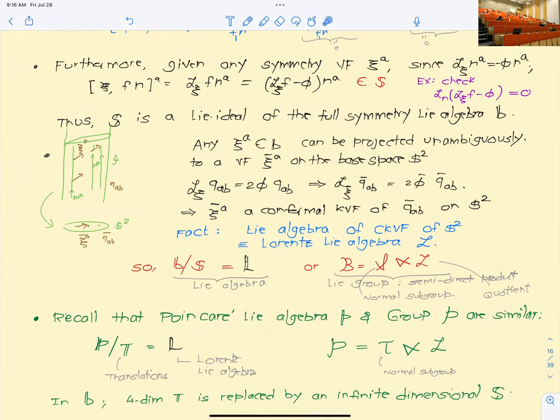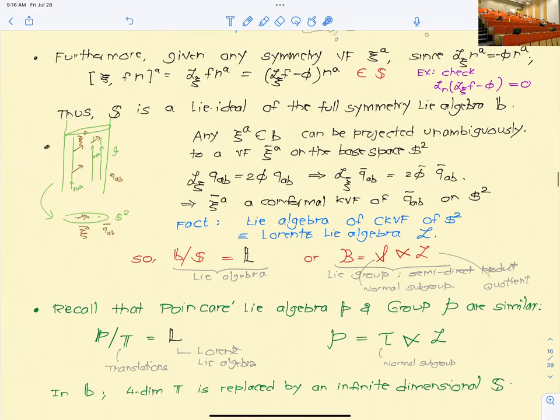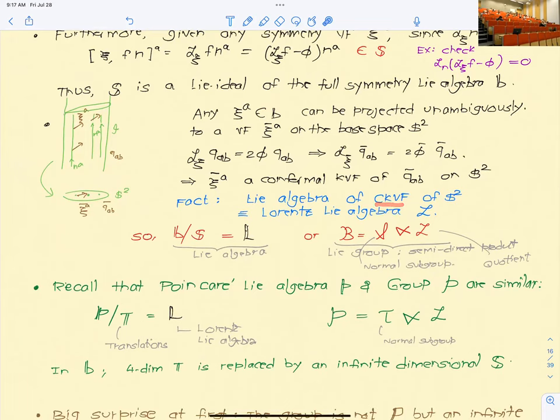Now, it is a mathematical fact that the Lie algebra of conformal Killing vector fields of a two-sphere is six-dimensional, and it is isomorphic to the Lorentz Lie algebra in four dimensions. So two-sphere and four space-time dimensions. Therefore, what I've done up here is I've taken this general vector field C and projected it down to get C bar, and the C bar are conformal Killing vector fields, and their Lie algebra is a Lorentz Lie algebra.